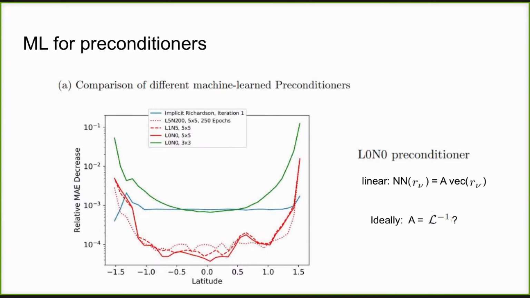The more surprising thing, at least to me, is that you can learn this very well with a purely linear network, with just a 5 by 5 stencil. Because you actually don't really know how sparse the inverse of the linear operator is going to be. So these are the main results. You can do this with a quote-unquote linear neural network, which you may also just call a linear operator, to learn the preconditioner, one latitude at a time.